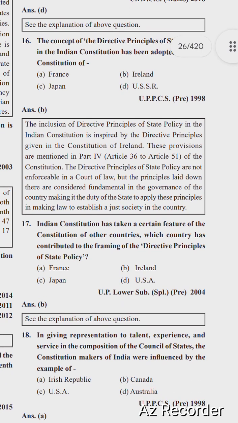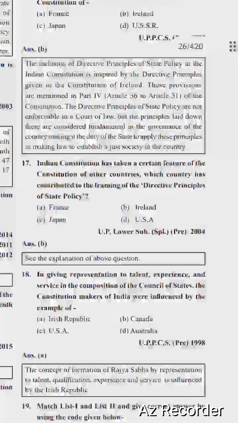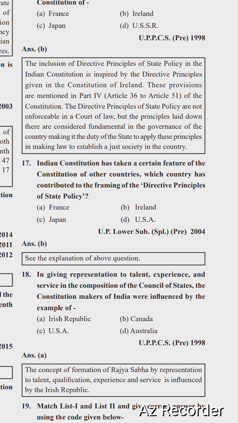The directive principles of state policy are not enforceable in a court of law, but the principles laid down there are considered fundamental in the governance of the country, making it the duty of the state to apply these principles in making law to establish a just society in the country.